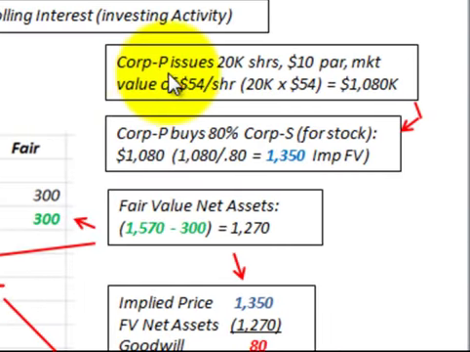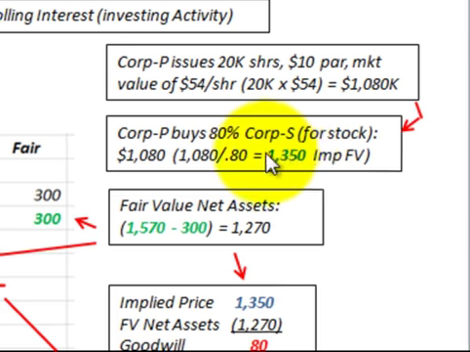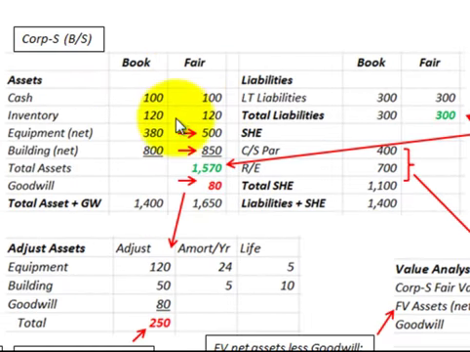Okay, for example, Corporation P, the parent, issues 20,000 shares of their stock, valued at $54 per share, the market value. So taking 20,000 times $54 per share, that equals $1,080,000. That's what they issued to subcorporation S to buy an 80% interest in subcorporation S. Based on that, the implied fair value of subcorporation S would be the $1,080,000 divided by 80%, or $1,350,000.